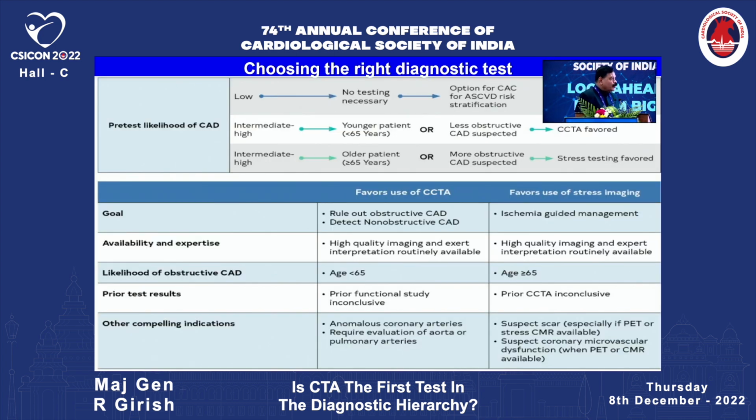So how does one go about it? First is choosing the right diagnostic test. We start with a probability-based structured evaluation followed by risk stratification and allotment of patients into what are known as coronary risk profiles. So basically, we have the low, intermediate, and high. A patient who is less than 65 years and belongs to this intermediate-high category with less than severe suspected disease is a group in whom CCTA is favored, besides, of course, other situations like anomalous coronary arteries.